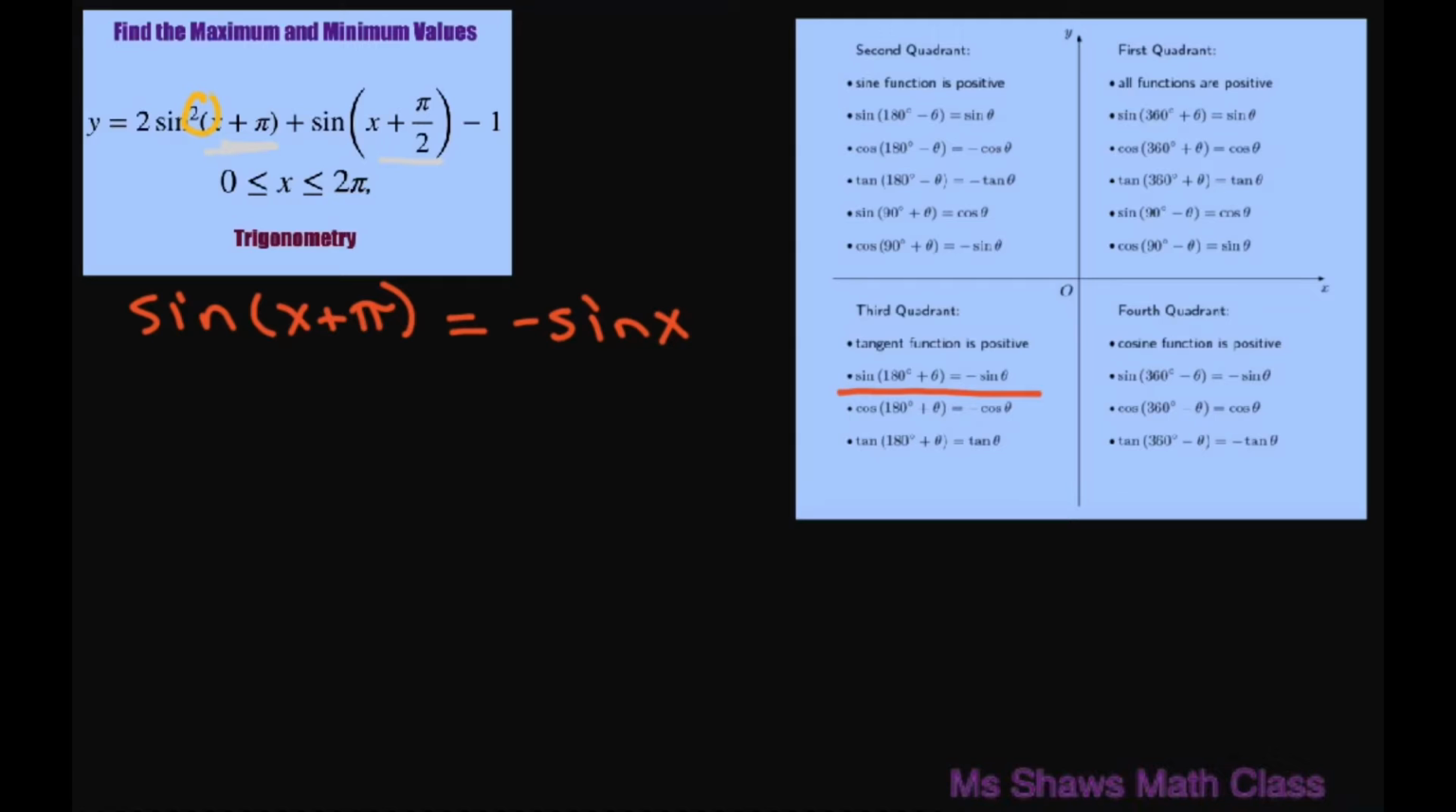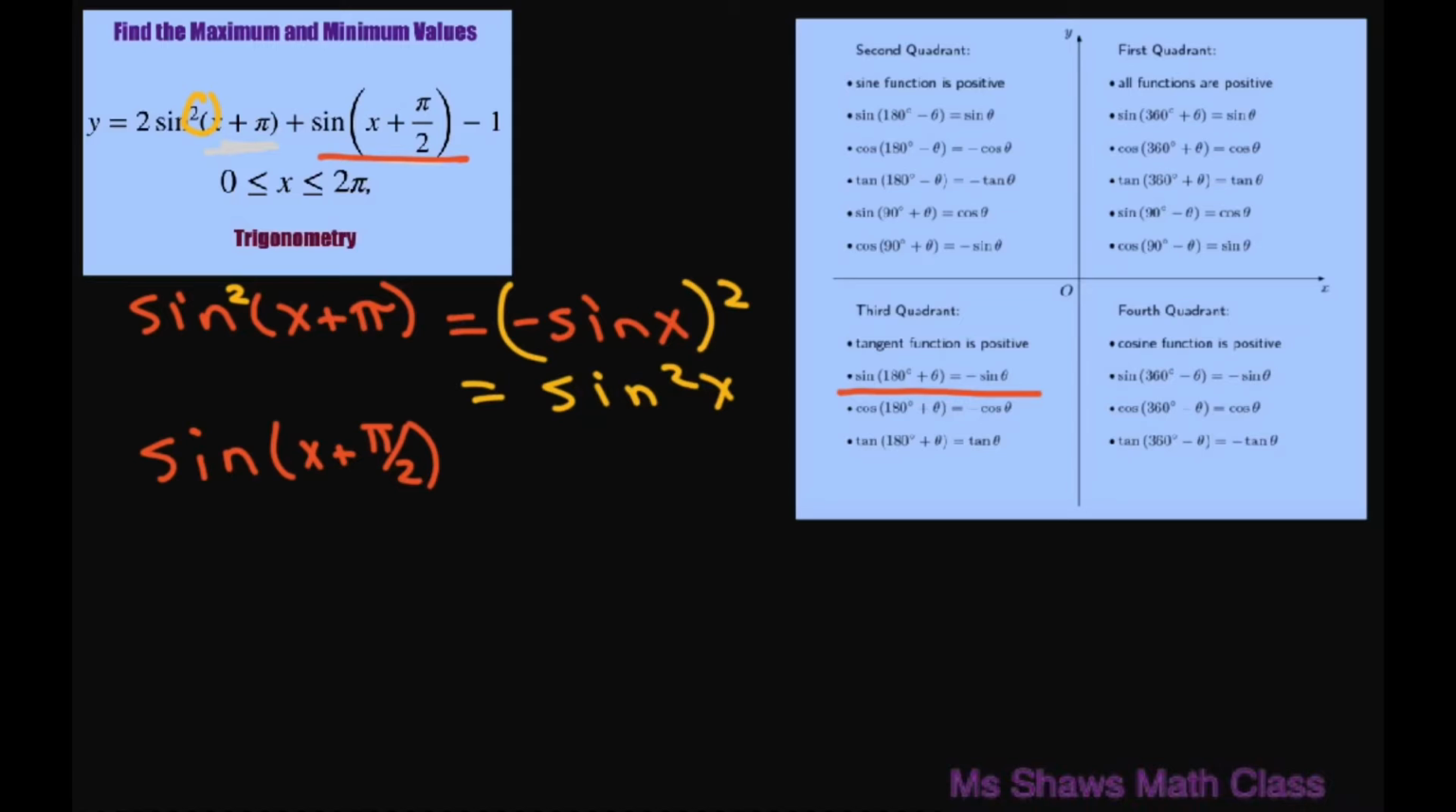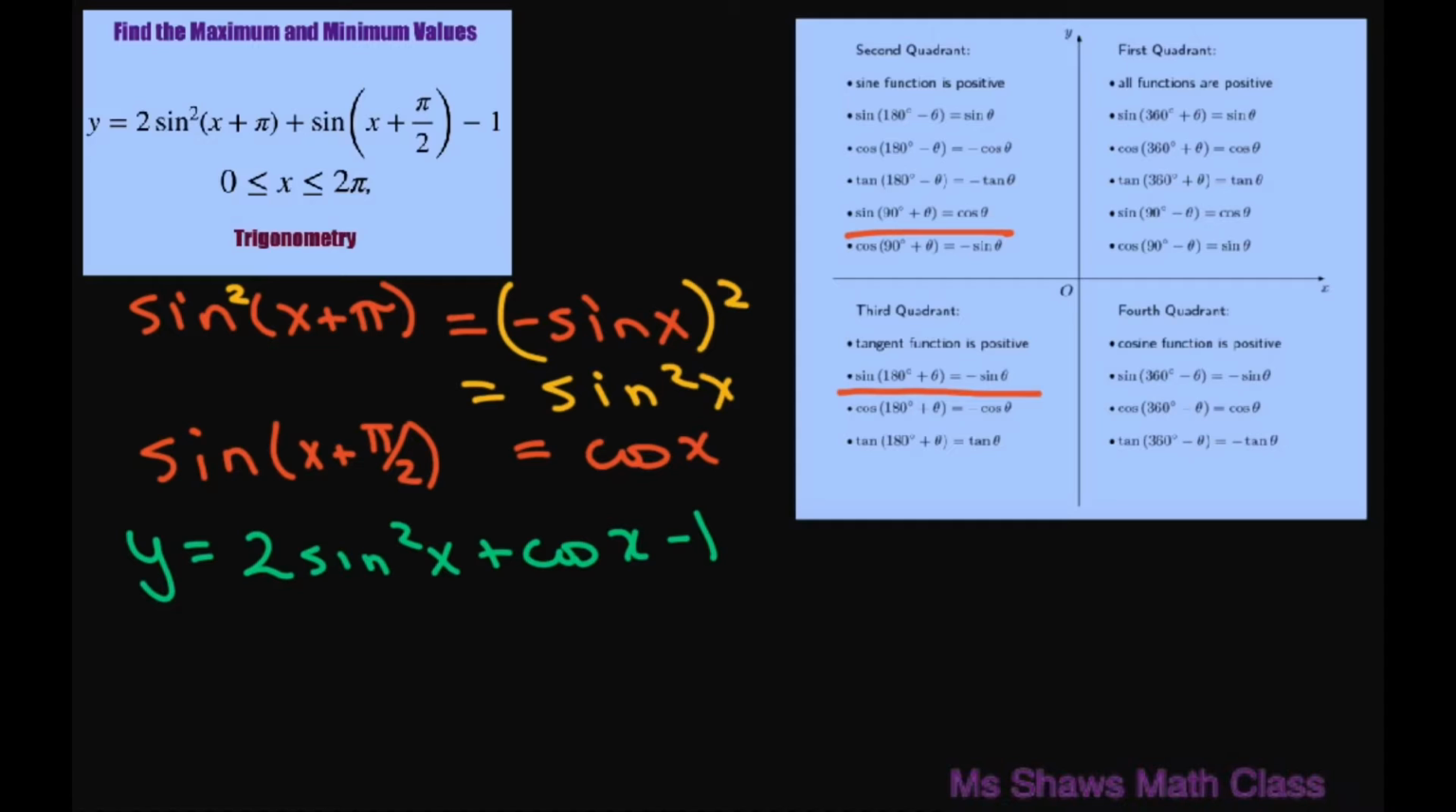Since ours is squared, let's square both sides. So this is going to give me sine squared of x. Now for this piece here, this is going to be sine of x plus pi divided by 2. So that's 90 plus theta. That gives me cosine. So I'm going to substitute these back in my original equation and get y equals 2 sine squared of x plus cosine of x minus 1, equivalent expressions.